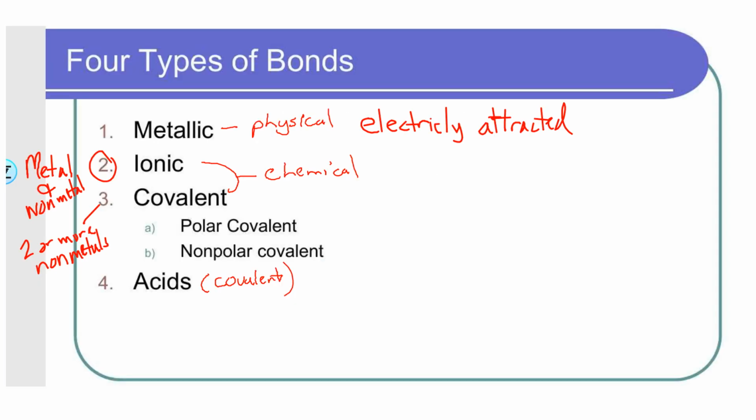All right. Here are the 4 types of bonds. And it's going to feel like I'm trying to rush through this today, because I am, because it's not a lot of mental stuff. It's more just words.